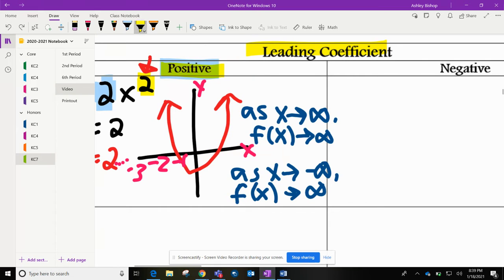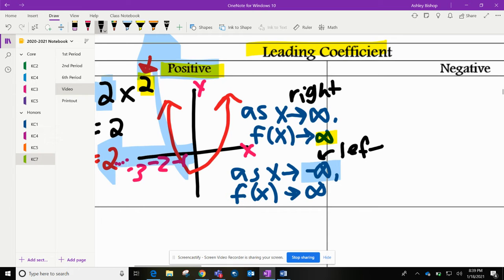Then we always do what's happening on the left side of the graph. So as x approaches negative infinity, which just means my left-hand side, f of x is also going up towards infinity. All right, so this part means left and right. So this is my right side here. What's going on the right side of my graph? It's either going up or down. Infinity means up. And then x approaches negative infinity really means what's going on the left side of my graph. And that means it's also going up.